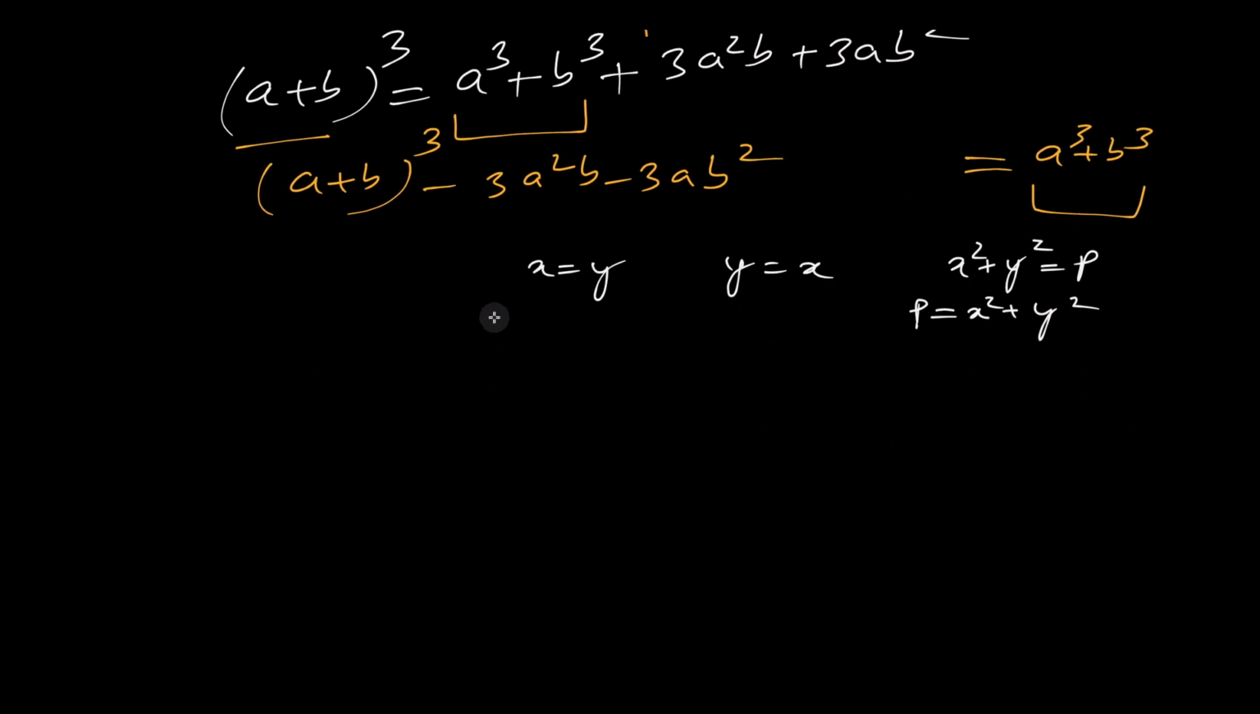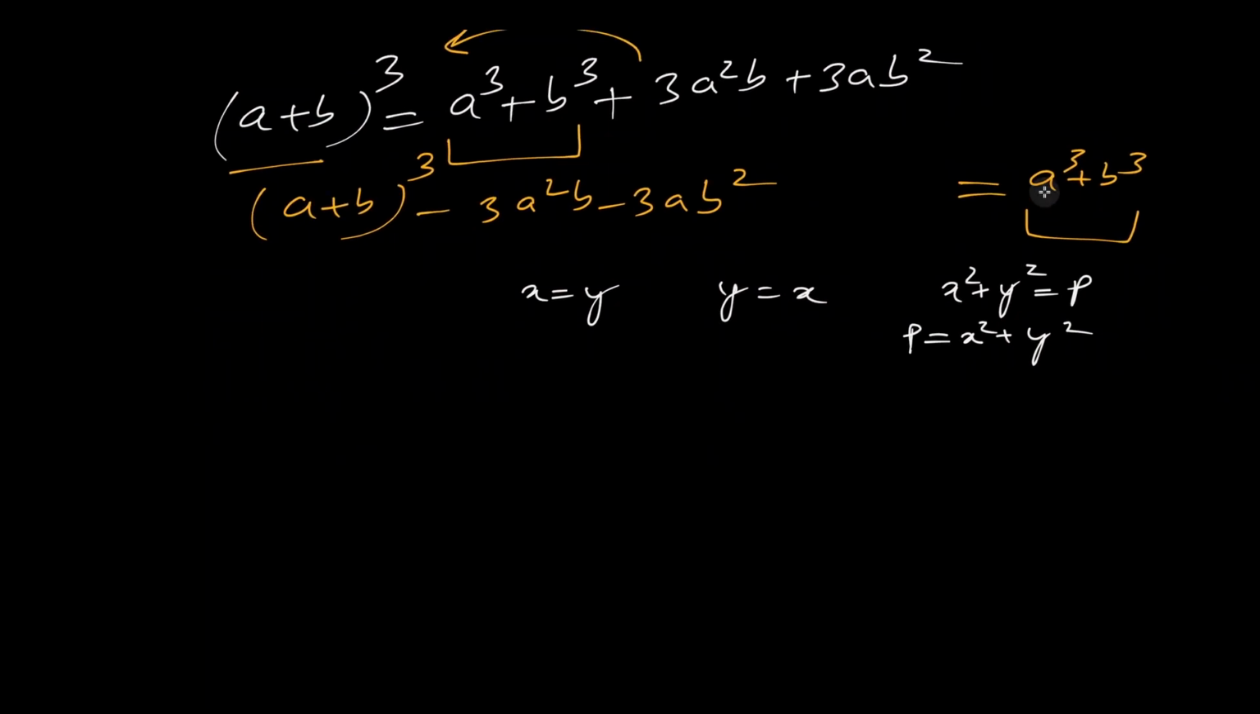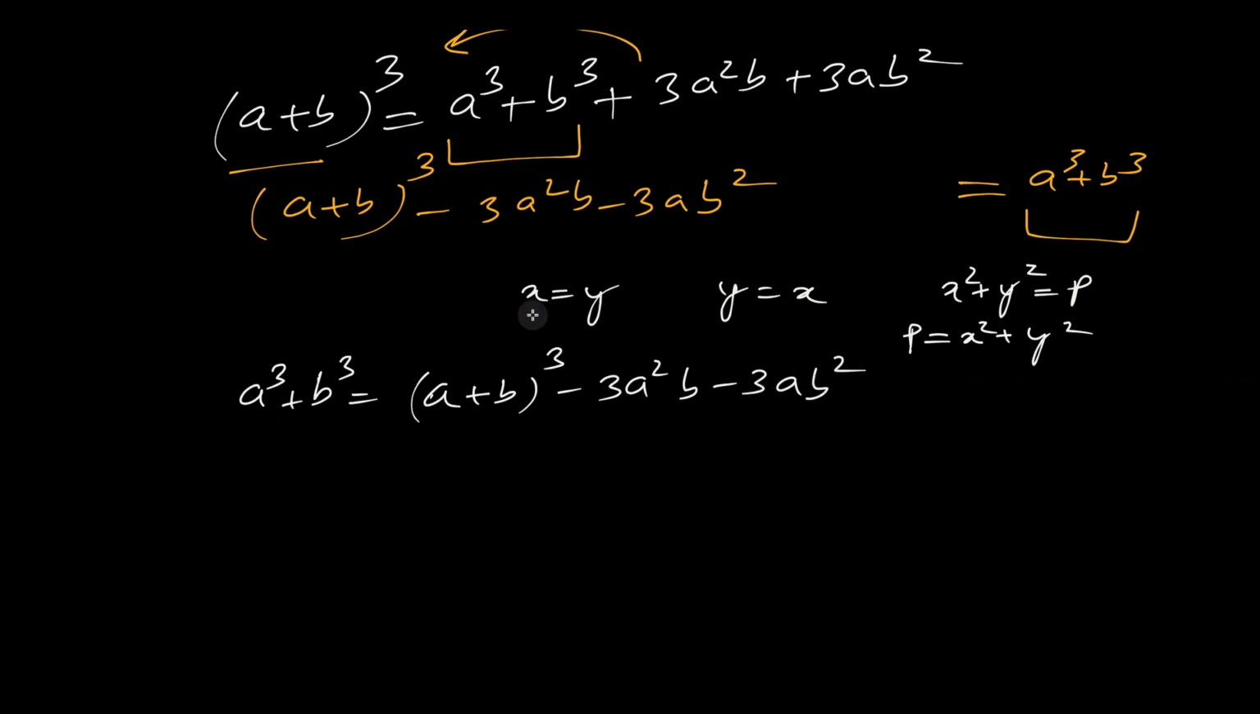Now I'm going to say this is a cube plus b cube equals, this is the content on the right side. So I'm completely swapping whatever is on the right side with the left side and the left side with the right side. So it is going to be a plus b whole cube minus 3a square b minus 3ab square. It is as good as x equals y, which is the same as y equals x. Now this is going to be a cube plus b cube. This is what we are going to find the factors of.